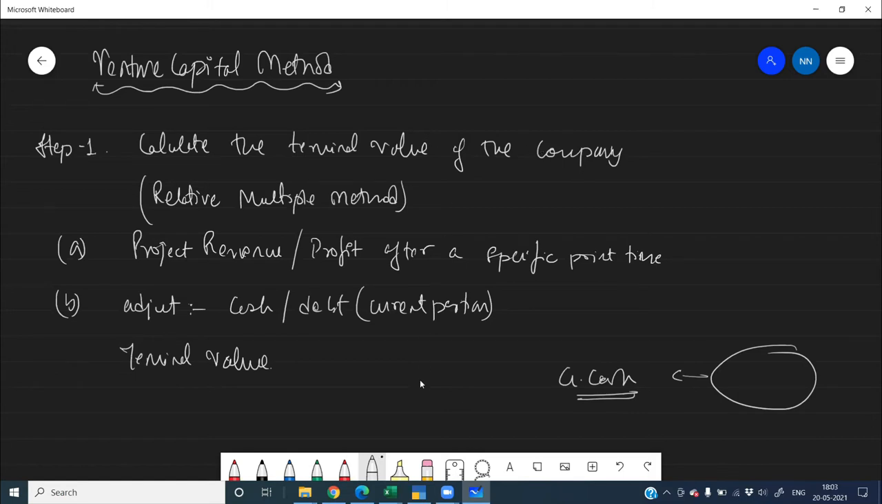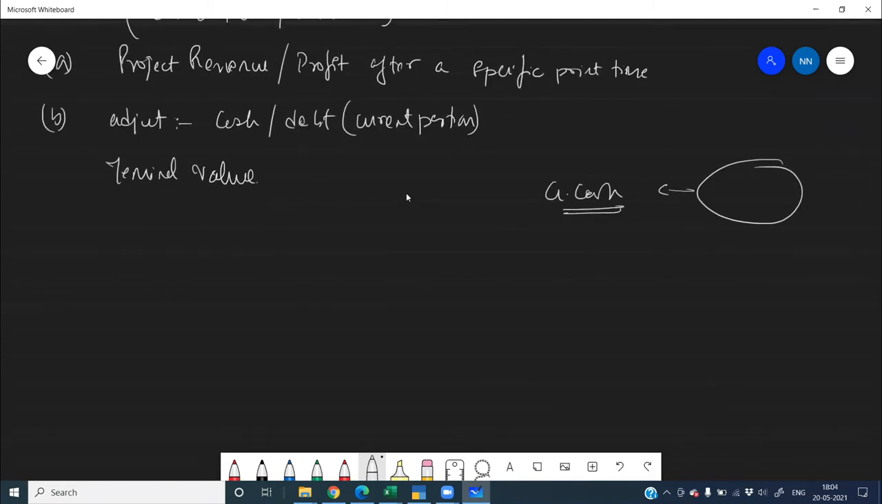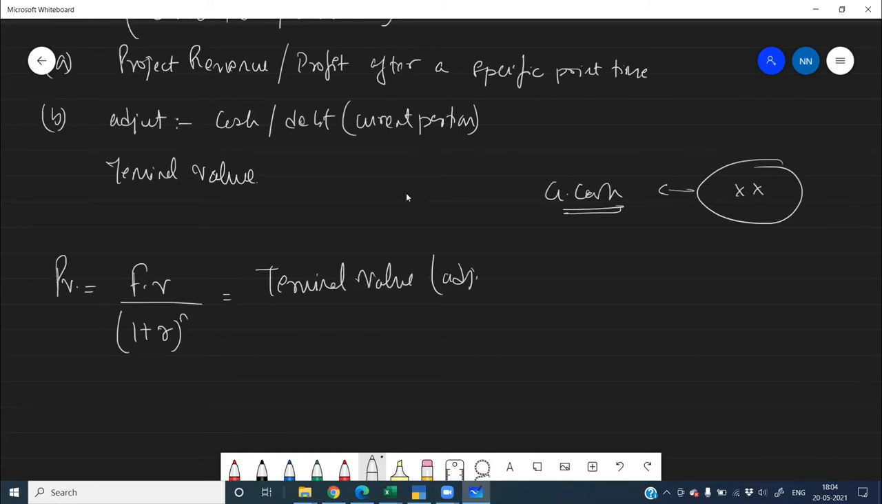Okay. So now what we have already studied here is how do we calculate the present value? We calculate present value as future value divided by 1 plus r raised to the power n. So here what is our future value? Our future value is this terminal value that we calculated. So the formula for us here will be terminal value adjusted divided by 1 plus r, that is the expected rate of return by the investor, raised to the power n for which he is investing.